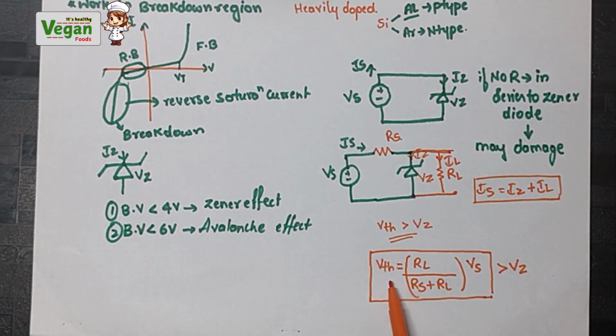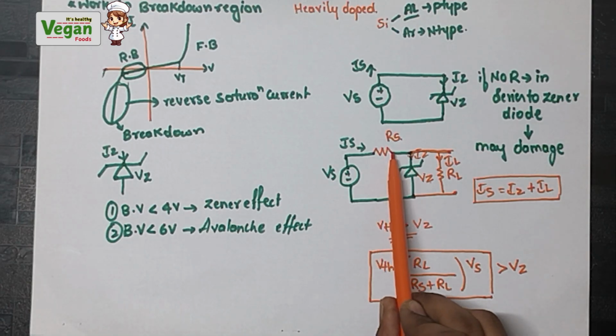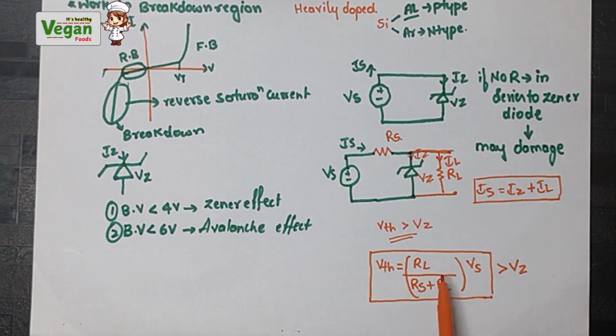So now if they give the value of VTH, we can easily find the value of Vs. If they give the value of RS, that is the series or source resistance, we can find the value of the load resistance. Like this, if they give the problem, we can use this formula.